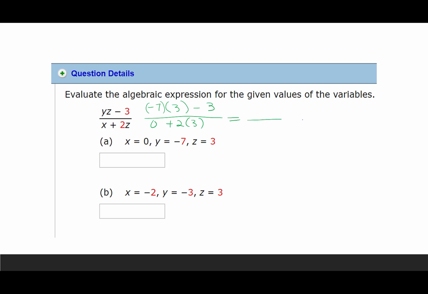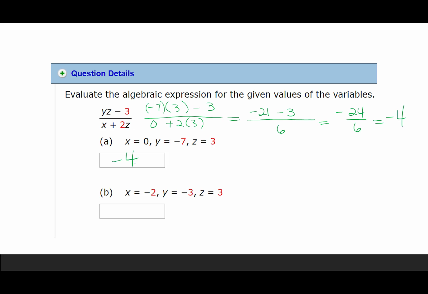Now you can use your calculator here, or you can just work through some orders of operation. The numerator is negative 21 minus 3. The denominator would be 0 plus 6, which is 6. If we take it one more step, that's negative 24 divided by 6, which is negative 4. So that's the answer to the first part.